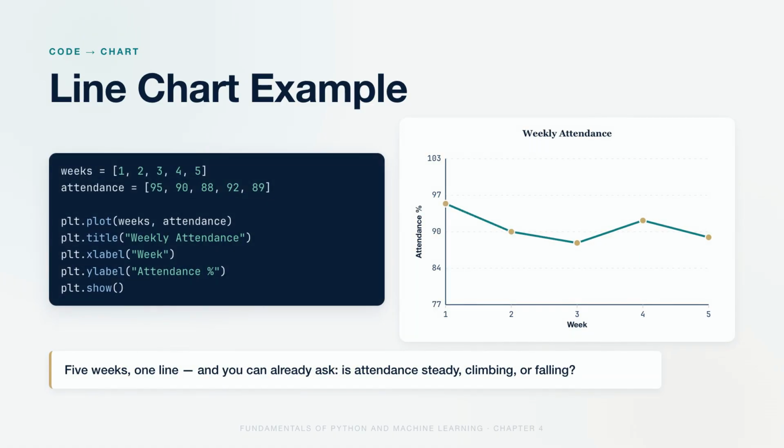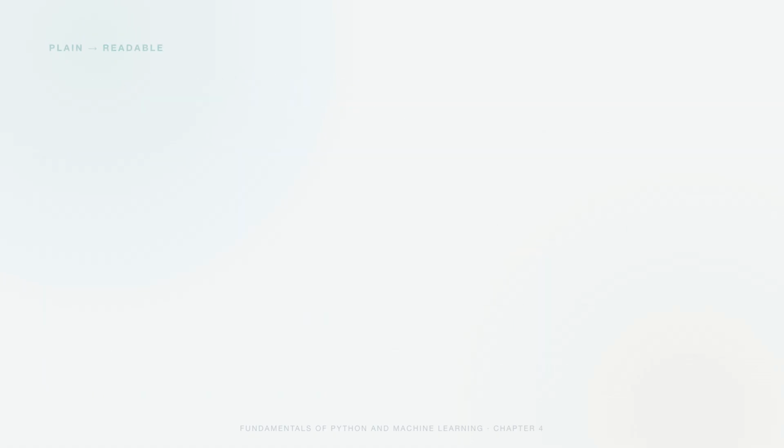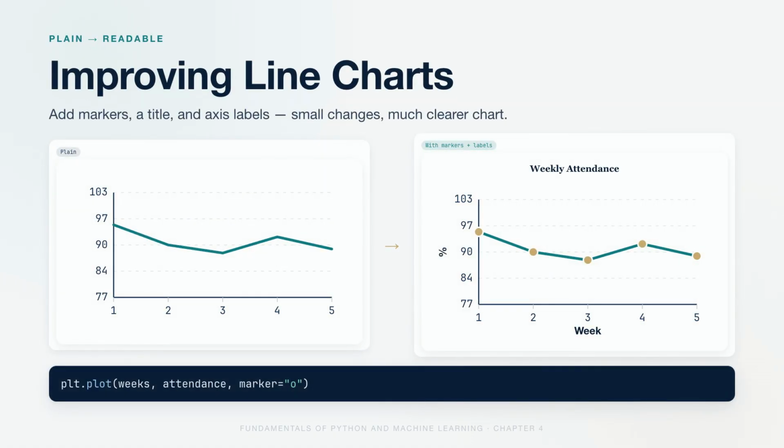Here's a simple line chart example. This chart shows attendance values over 5 weeks. If the line moves downward, attendance might be decreasing. If the line moves upward, attendance might be improving. If the line jumps up and down, the data may be inconsistent. In a machine learning course, this type of visualization helps us understand how a feature changes over time. It can also help us ask better questions before building a model. A basic chart is useful, but we can often make it easier to read.